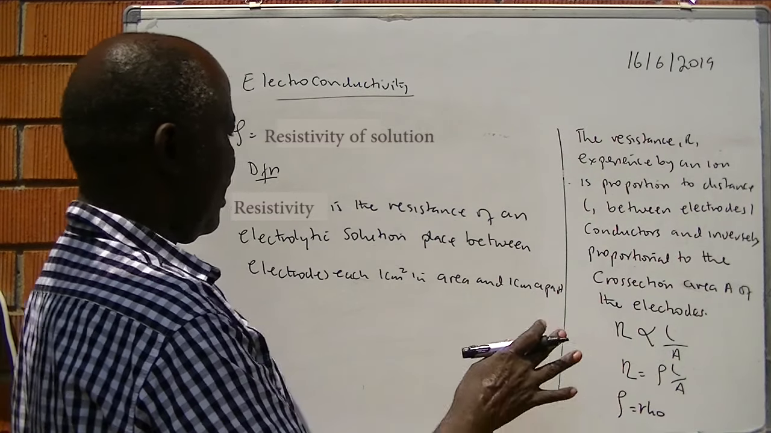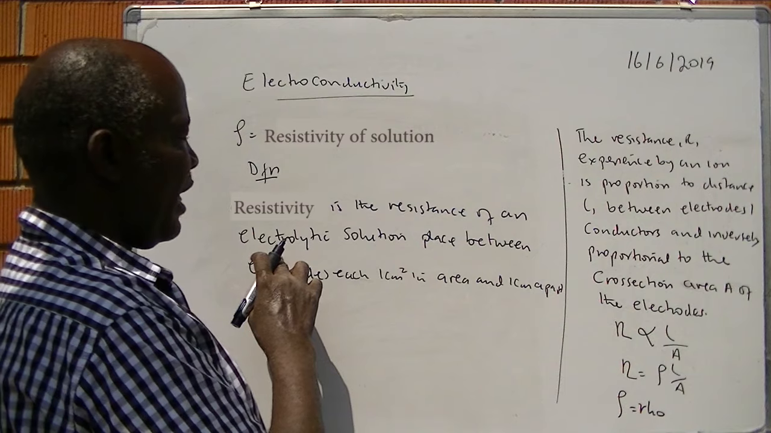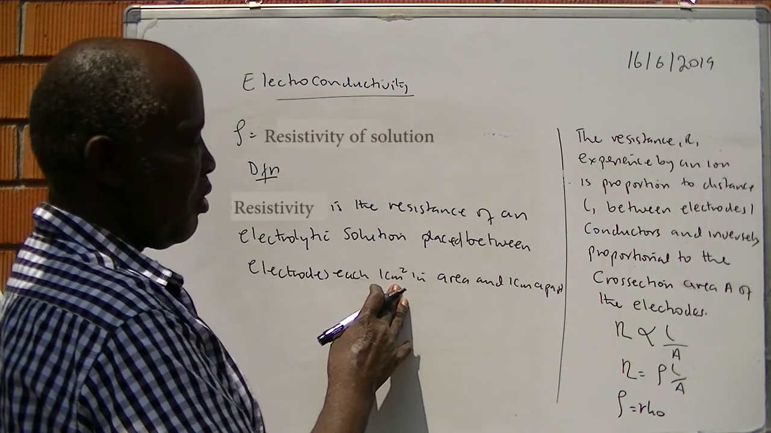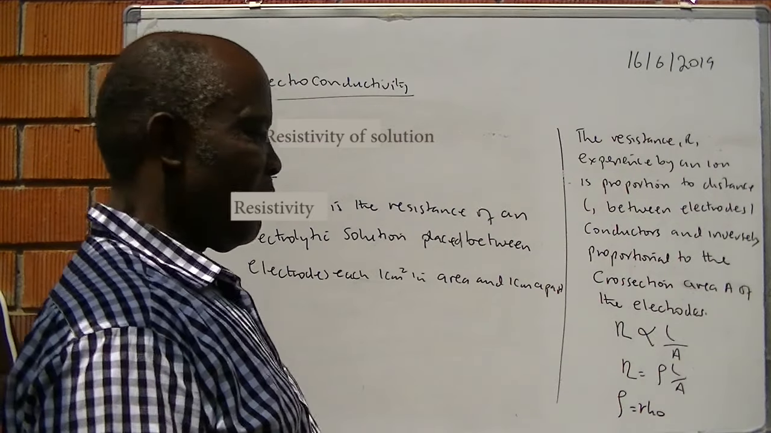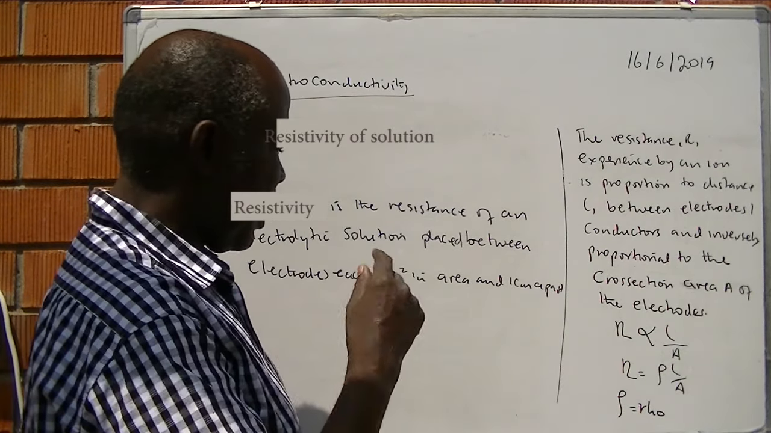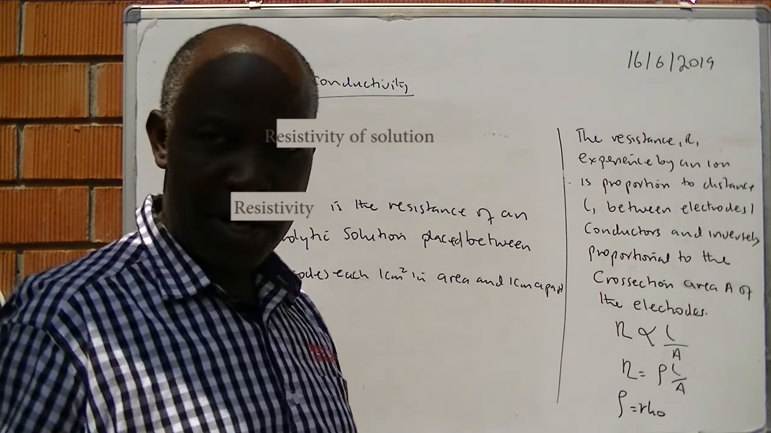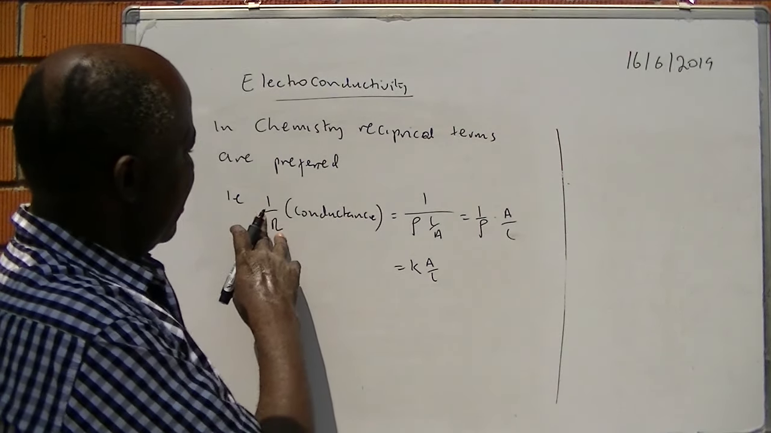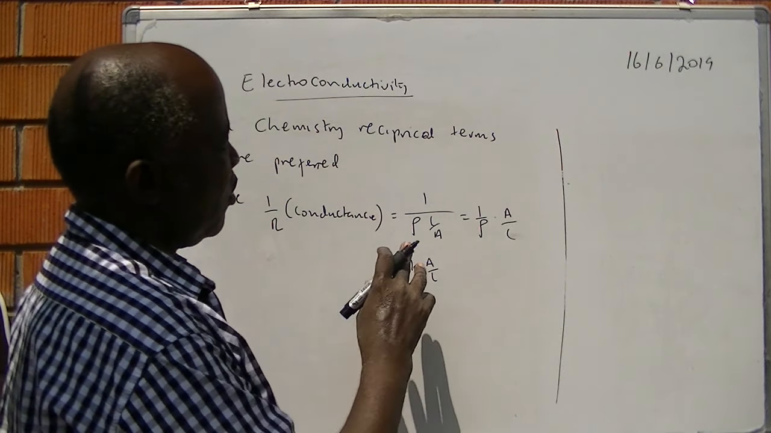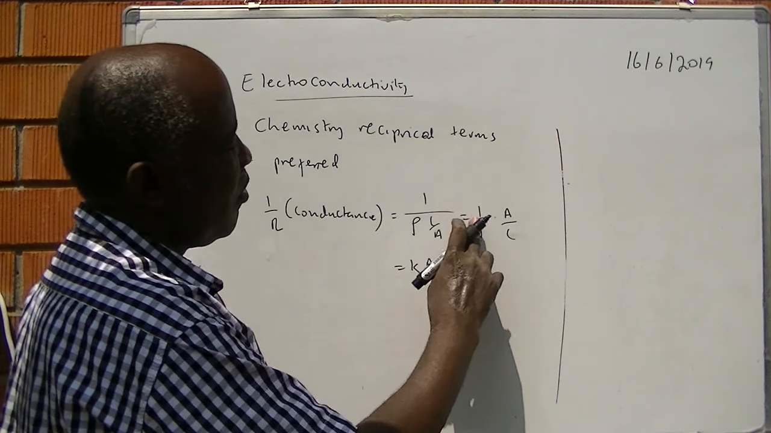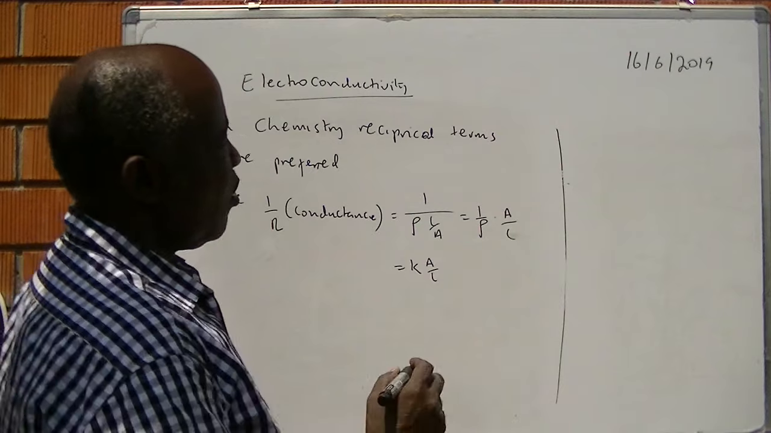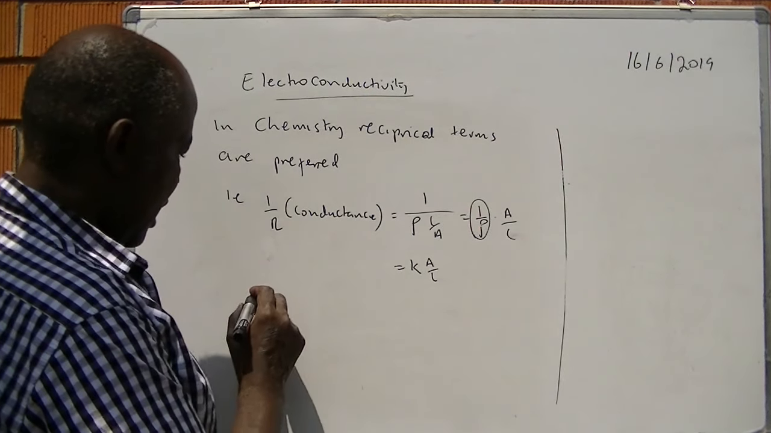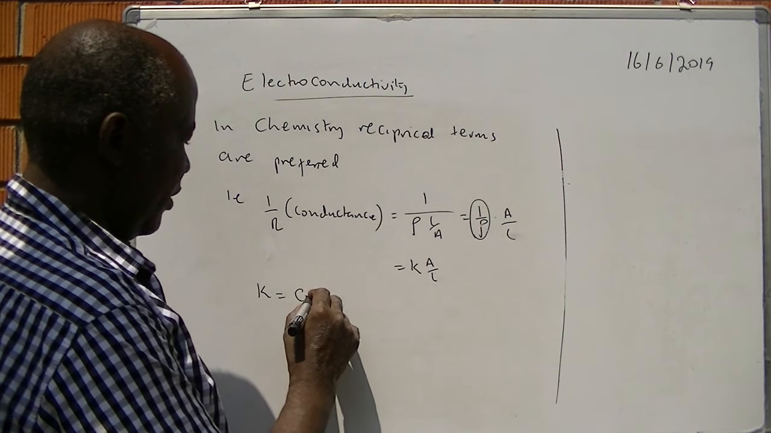You can now define resistivity as the resistance of an electrolytic solution placed between electrodes, each 1 cm² in area and 1 cm apart, or 1 m² in area and 1 m apart. In chemistry, reciprocal terms are preferred, i.e. 1 over resistance is conductance, which is equal to 1 over rho times A over L. 1 over rho is given another symbol K, and K is equal to conductivity.